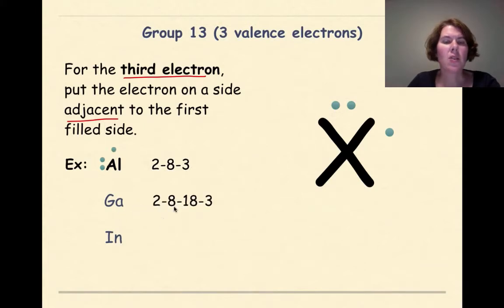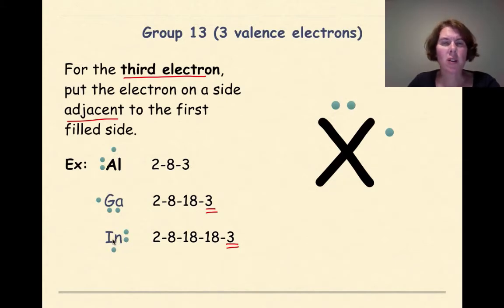Gallium, 2, 8, 18, 3. So there's again is our 3 valence electrons at the end. So this time, 1, 2, 3. We have our pair of electrons at the bottom and 1 adjacent. Then indium, 2, 8, 18, 18, 3. 3 valence electrons in the end. So when the dots are added, 1, 2, 3. 3 dots coming in. 1 filled side, 1 by itself. They're adjacent to each other.